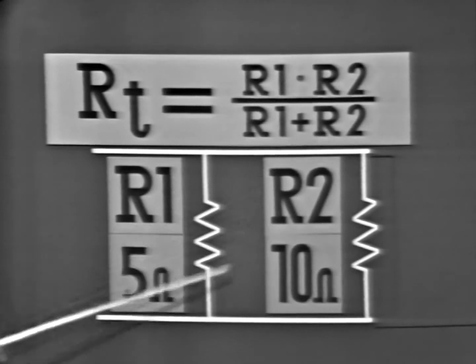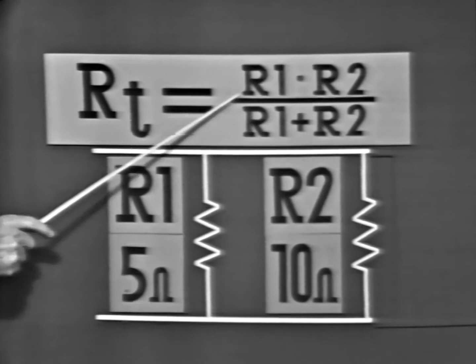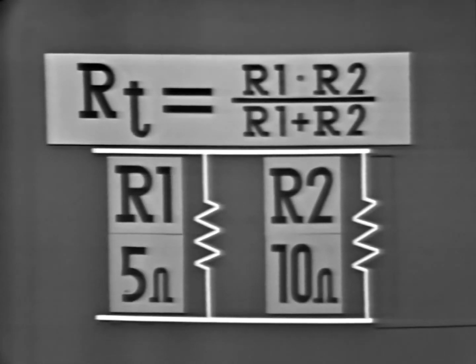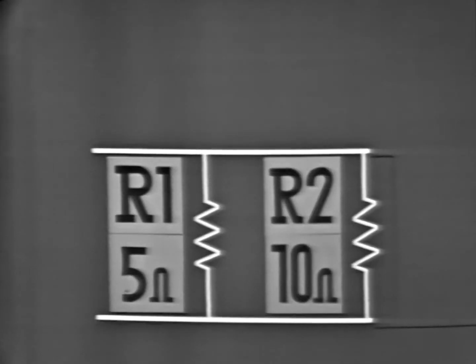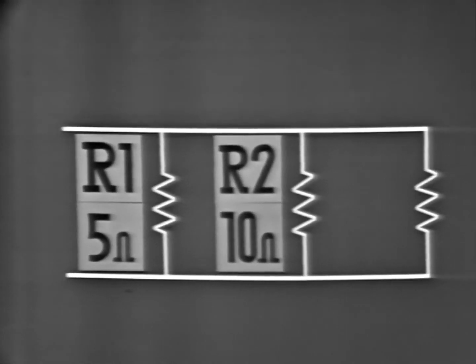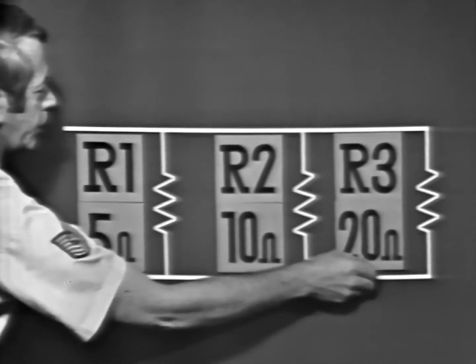You shouldn't have any problems working this type of formula. Simply insert the values into the formula, get the product, divide it by the sum. Now, in some cases, there may be more than 2 resistors in the circuit, like this. So let me add a value for the 3rd resistor. Let's make R3 20 ohms.